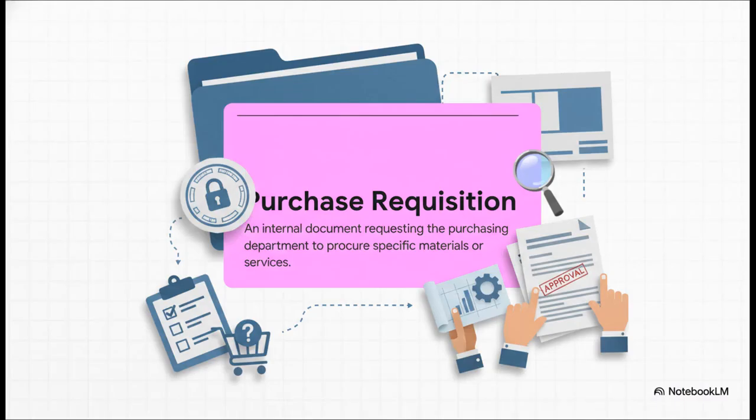It's called a purchase requisition, or PR for short. Now, the most important phrase here is internal document. A PR never, ever leaves the company. It's your formal way of tapping the purchasing department on the shoulder and saying, hey, we need this. It's not a purchase order yet, and that's crucial. It's a request that needs to get approved first, which is key for keeping budgets in check.